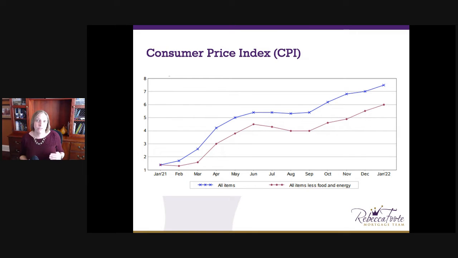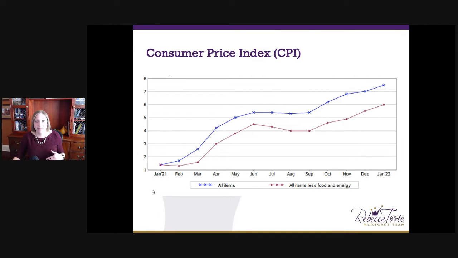Now, the red line is what you call the core rate. That strips out food and energy. So things like clothing, sporting equipment, anything that's not food and energy, that's what you're paying on the core goods. So that is up a little over 6% right now. But this is the price to the consumer, what the consumer is paying. That's why it's called Consumer Price Index, CPI, right? It's right in the title for you.